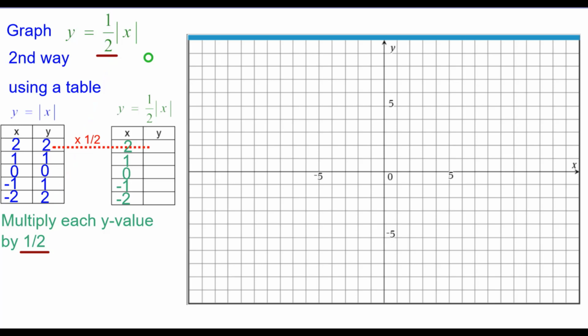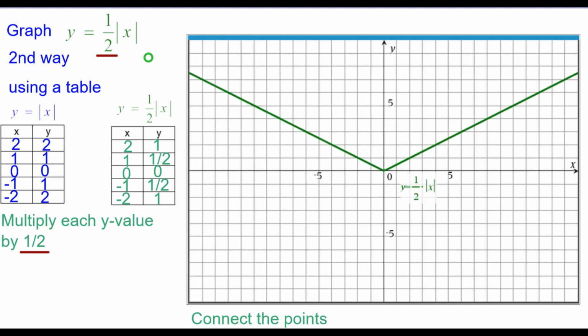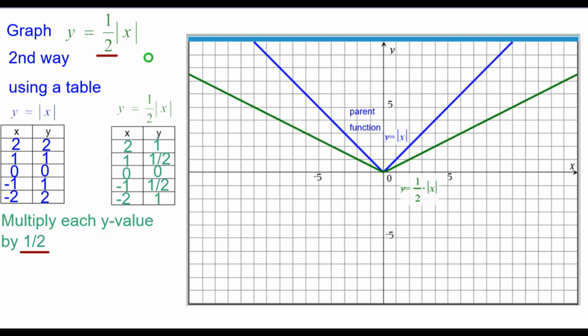2 times a half is 1, so we'll plot 2, 1. 1 times a half is a half, so 1, 1/2. The origin remains unchanged here. Again, we get a half here, so negative 1 up a half, and then negative 2 up 1. Connect those points and we get the absolute value v, and also compare it to the parent function.